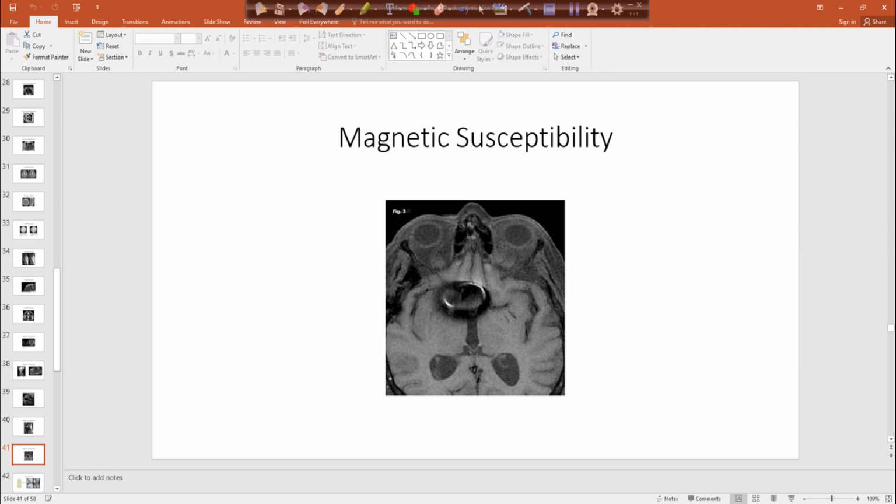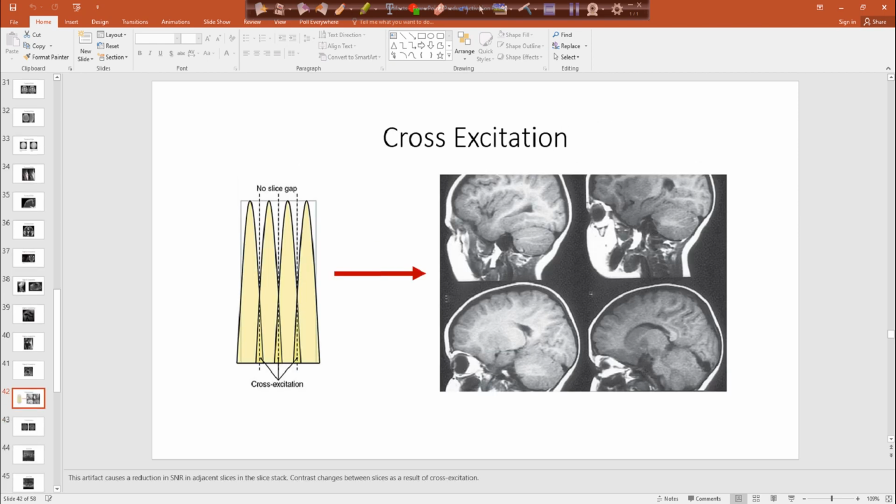But that's only visualized on gradient echoes, because our spin echoes, like our STIRs and our fast spin echoes, have that 180-degree refocusing pulse that compensates for this artifact. So it's not going to be visualized as well.